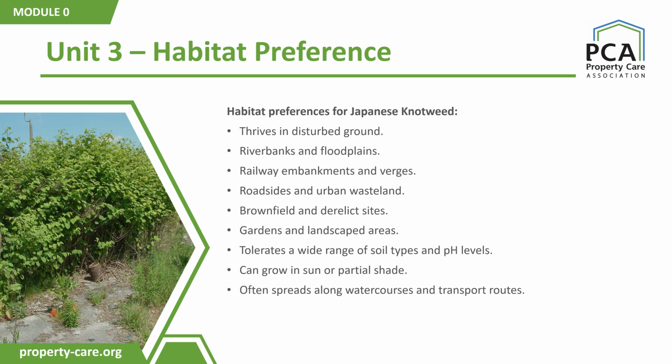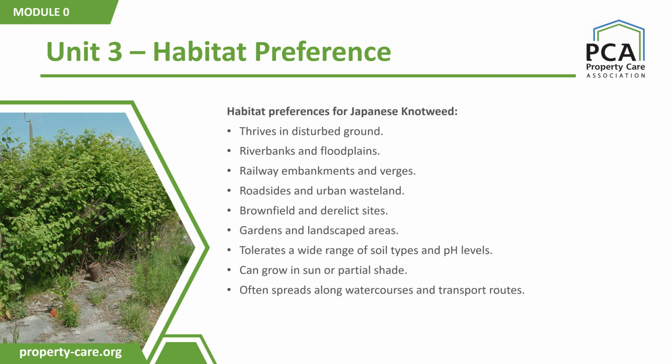Flood events happen, and they break off bits of rhizomes or propagules and carry them downstream, establishing new colonies many kilometres away from the original infestation. This makes river systems both habitat and key spread pathway.